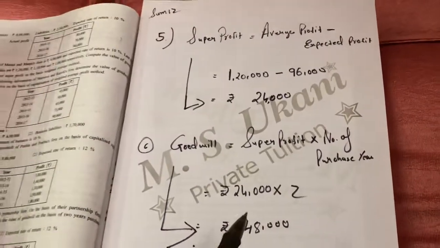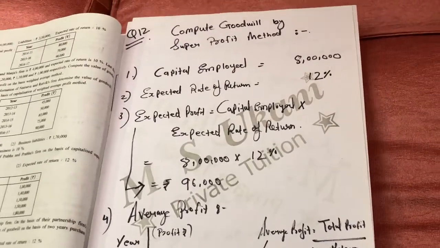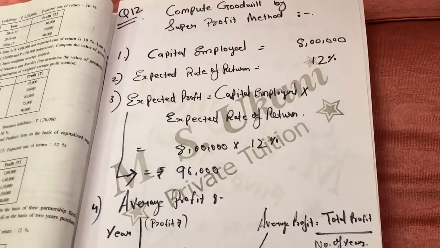So in this way, we had calculate the sum number 12. Okay, that is super profit method. Compute the goodwill by super profit method.